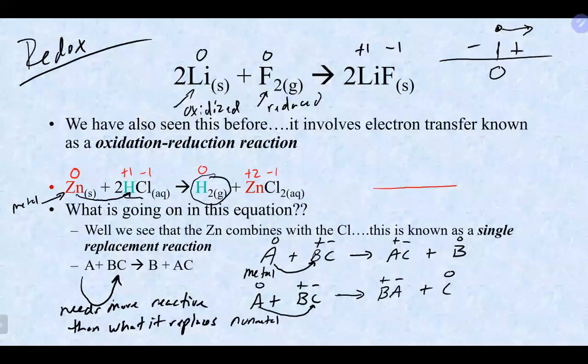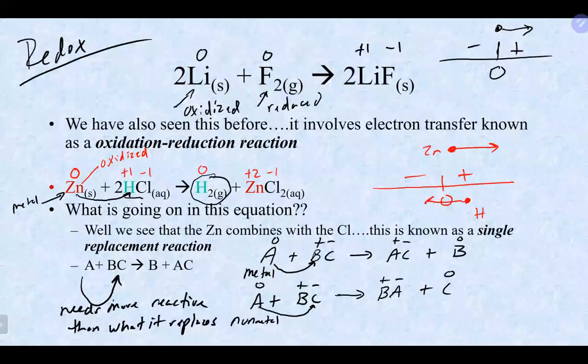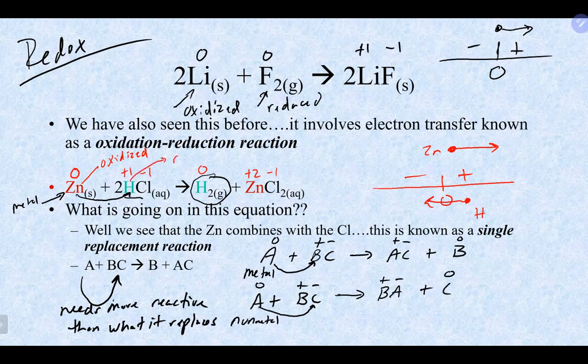If we look at what's happening with the zinc, zinc is starting at 0 and ending at +2. So what is happening with the zinc? It is being oxidized, becoming more positive. When we look at the hydrogen, hydrogen is starting at +1, which would be here, and it's ending at 0, which means it is moving in this direction. So it's the hydrogen here that is being reduced, or going through reduction.